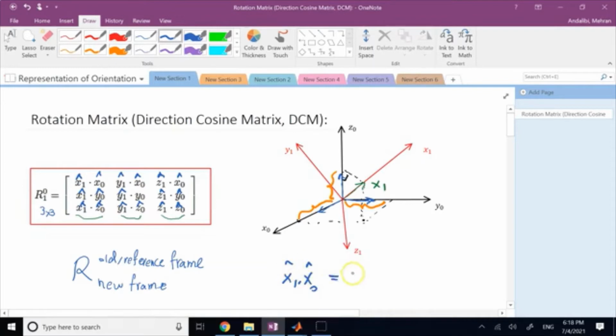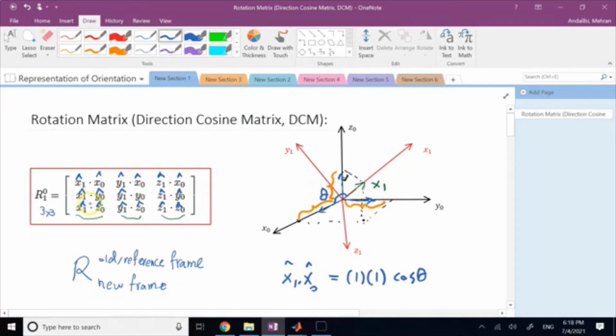It's the magnitude of the first one, which is 1, that's a unit vector, times the magnitude of the second one, which is another 1. That's another unit vector, times cosine of the angle between them. If you call that angle theta, it's going to be 1 times 1 times cosine of theta. So you see clearly it gives you the cosine of the angle between what? x1 and x naught, which is like this angle here. If you call this angle theta, that is the cosine of this angle.